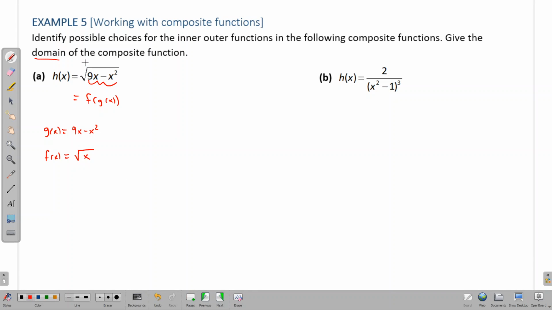Okay, now it also says find the domain of the composite function. So to find the domain of this, we have to look for bad behavior. So bad behavior in this example would be anything that makes the radicand negative. So in other words, we need 9x minus x squared to be greater than or equal to 0. The radicand part, just what's under the square root, needs to be greater than or equal to 0. Okay, so this is a quadratic inequality. To solve it, I'm going to go ahead and solve the related equation, 9x minus x squared equals 0, to find what I've called in previous courses the critical numbers.